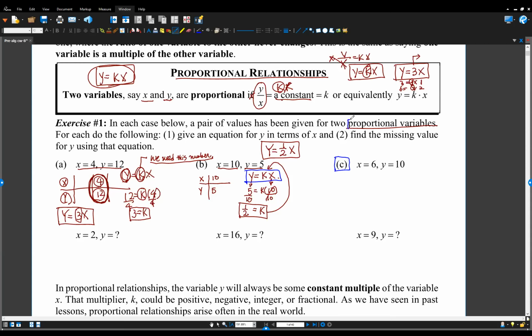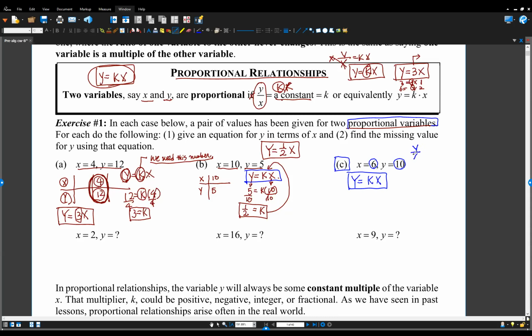Okay, it said already the variables are in proportional relationship. So to have a proportional relationship, the equation should look like this one, y equals k times x. But when x is 6, y is 10. Using these numbers, can you find the value of k?